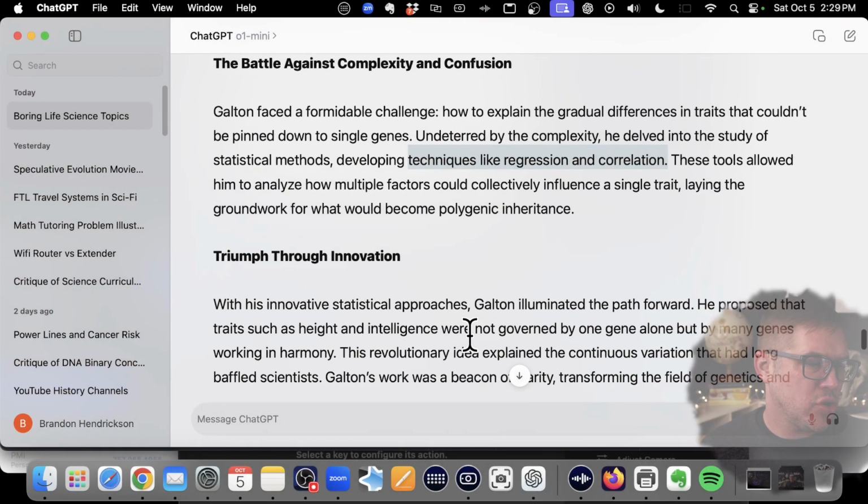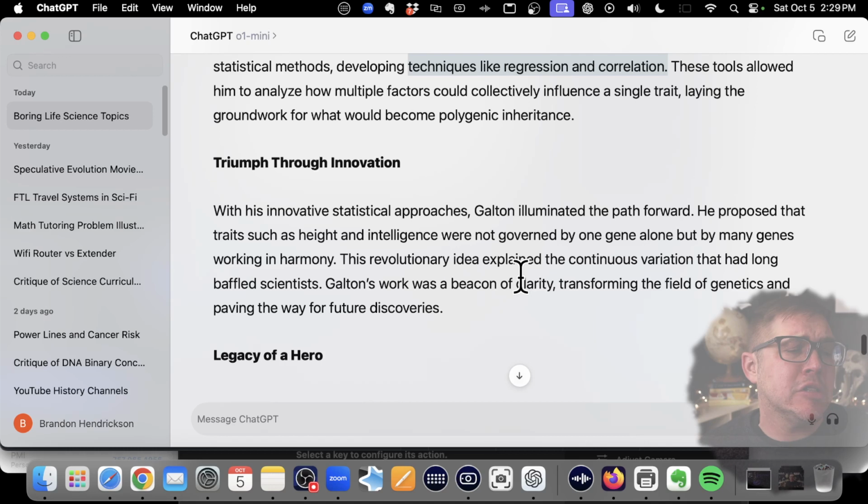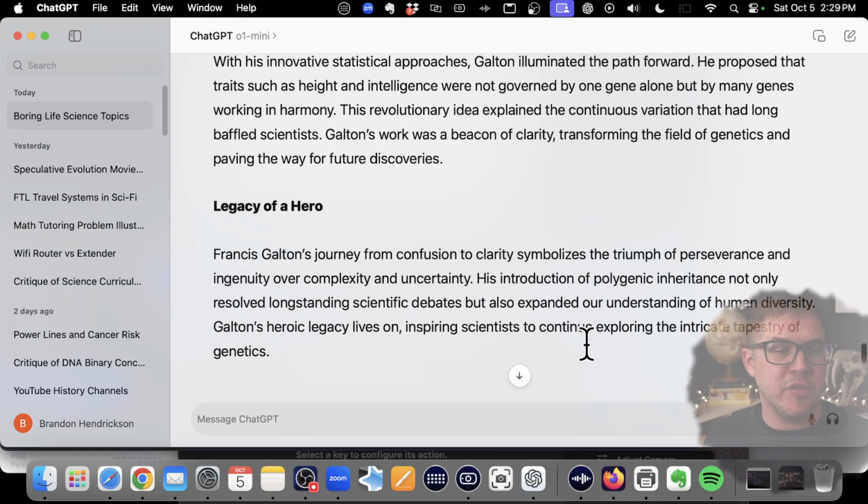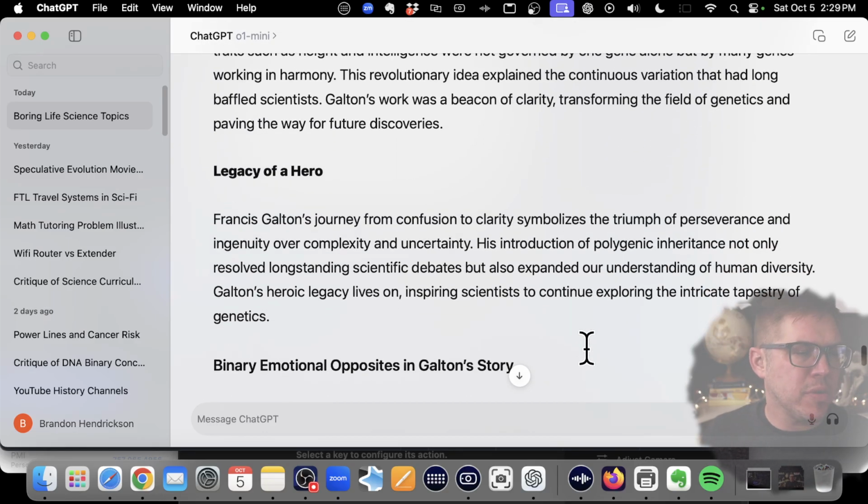He triumphed through innovation. With his innovative statistical approaches, Galton illuminated the path forward. He proposed that traits such as height and intelligence were not governed by one gene alone, but by many genes working in harmony. This revolutionary idea explained the continuous variation that had long baffled scientists. Galton's work was a beacon of clarity, transforming the field of genetics and paving the way for future discoveries. Legacy of a hero. Galton's journey from confusion to clarity.